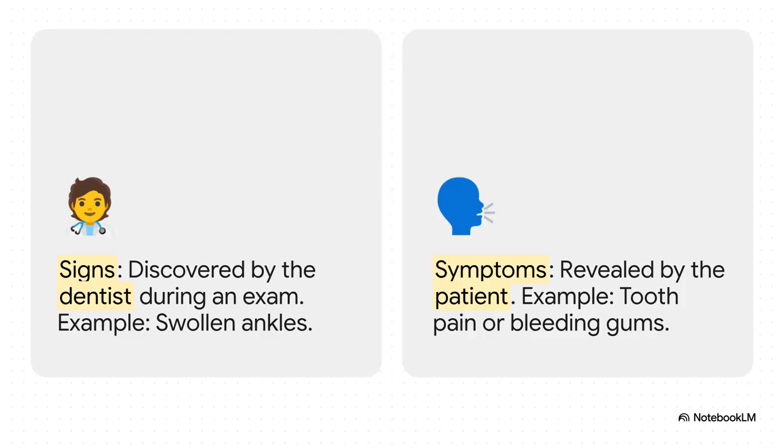Now those findings, those Lego bricks, they get sorted into two piles. Signs are objective. They're what you, the dentist, discover. Think of yourself as a detective looking for clues. You might see swollen ankles. Symptoms, on the other hand, are subjective. They're what the patient tells you. They reveal things like tooth pain. So, to put it simply, you find the signs, the patient tells you their symptoms.